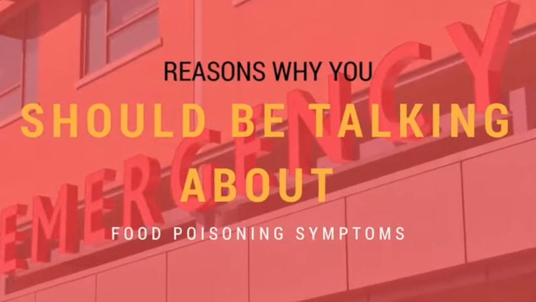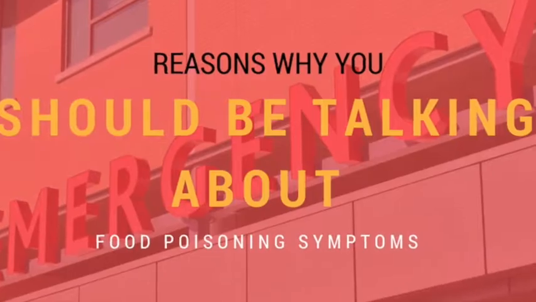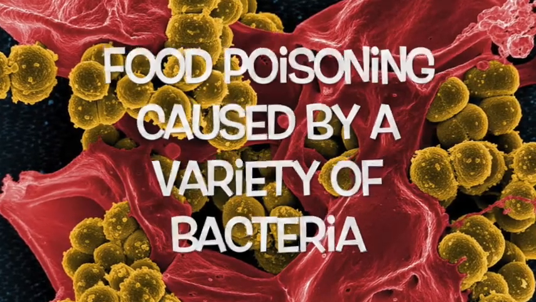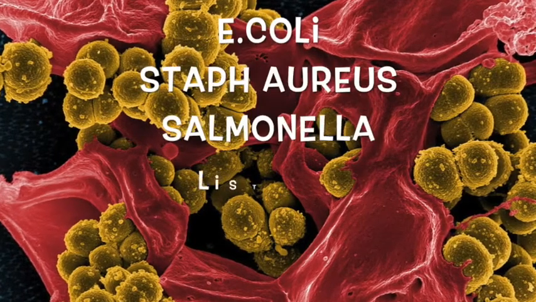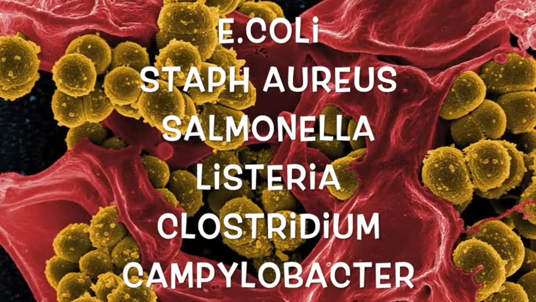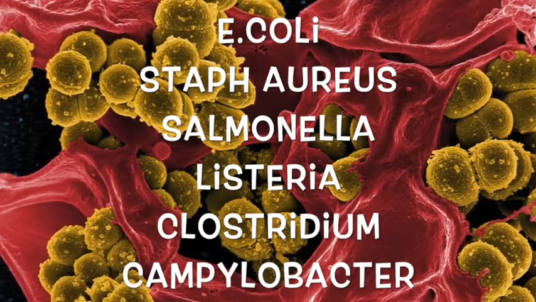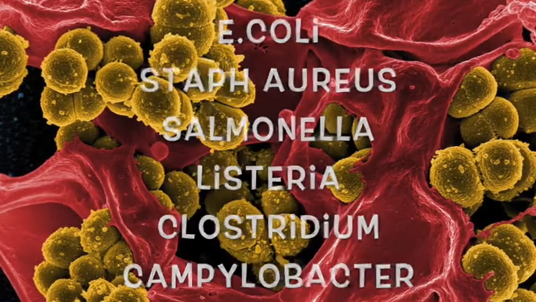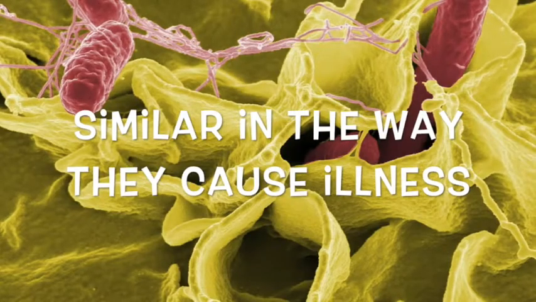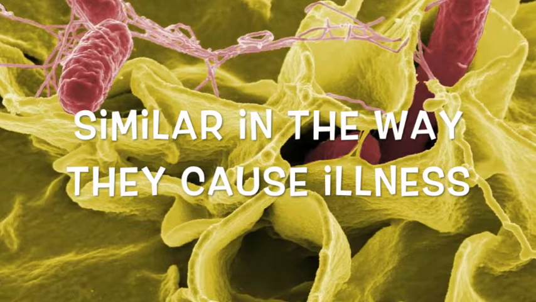Here are a few reasons why you should be talking about food poisoning symptoms. Food poisoning symptoms are caused by a large number of bacteria, but the most common include E. coli 0157, Staphylococcus aureus, Salmonella enteritis, Listeria monocytogenes, Clostridium species, and Campylobacter species. Each of these types of bacteria can cause what is commonly known as food poisoning symptoms and are similar in the ways that they cause foodborne illness.